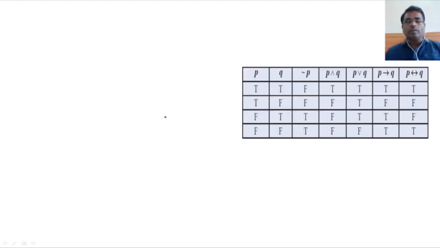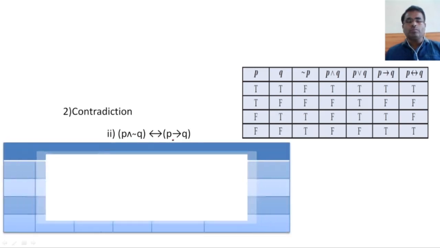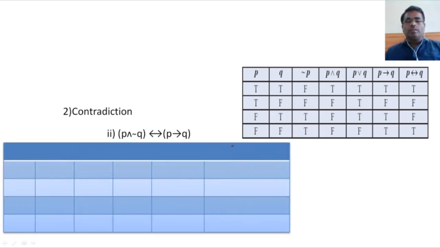Then next we have to consider the concept of contradiction. Again, this is our reference table. Contradiction can be understood by this example: P and negation Q if and only if P implies Q. To understand this, we are going to consider all the possible truth values of these two statements, and in between them we are going to consider a double implication.